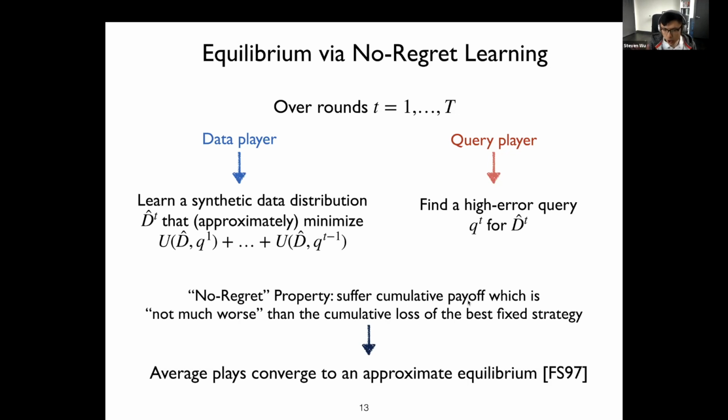And if you run this no regret learning dynamics long enough, by some classical result from Freund and Schapire in '97, you can show that the average play actually converges to an approximate equilibrium. So we're going to use this sort of no regret dynamics to compute our equilibrium as well. Let me pause here in case there are questions.